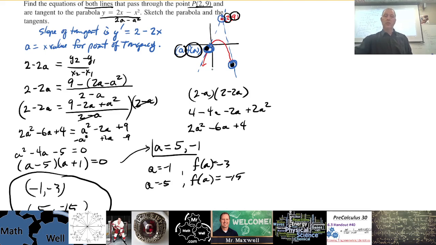And now what you could do is use the a value, right? And you could find the slope. What is the slope of that tangent line at negative 1? Well, it's 2 minus 2 times negative 1, or 2 plus 2 is 4. So this would be a slope of 4 right here. And then at positive 5, 2 minus 10 is negative 8. So this slope is negative 8. All that lines up. Okay?